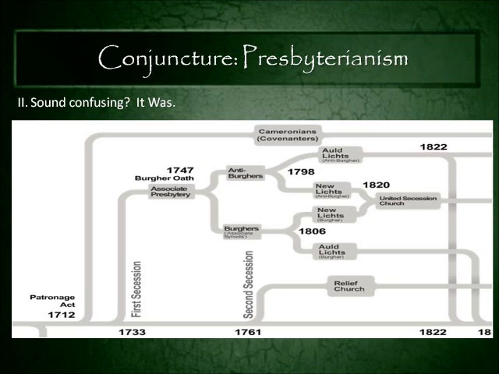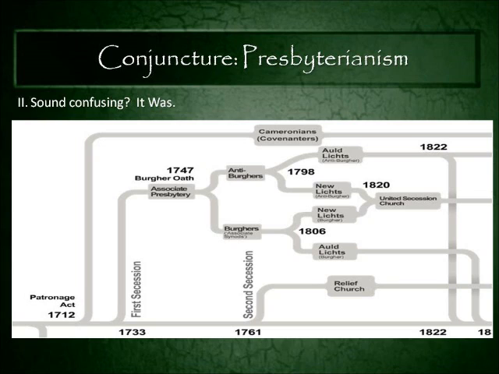So if you follow our chart here, the first secession happens in 1733, creating the Associate Presbytery. In 1747, the issue of the Burgher Oath comes up. The anti-Burghers will split one way. The Burghers will split another. In 1798, the anti-Burghers will split between Old and New Lights. And interestingly, in 1806, the Burghers will also split between Old and New Lights.